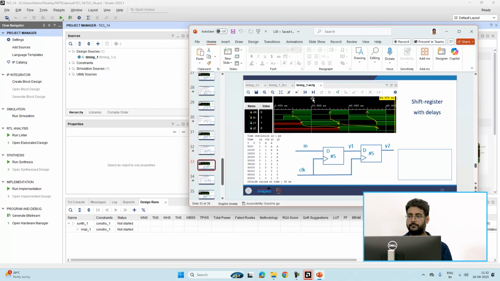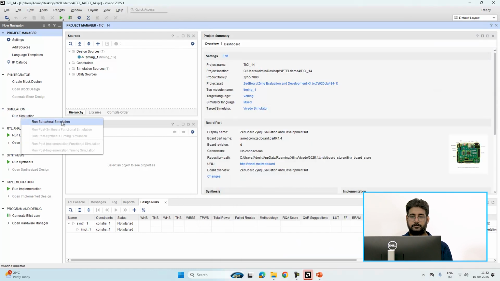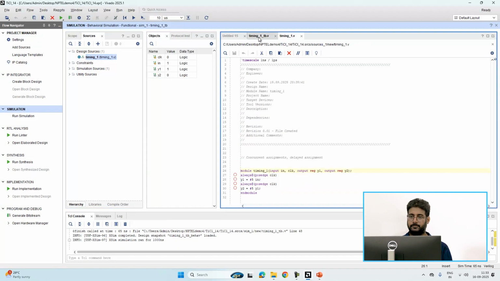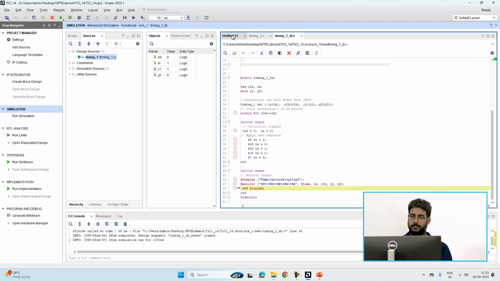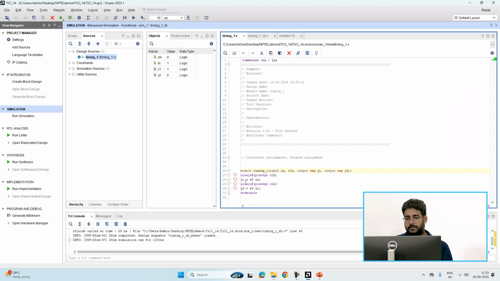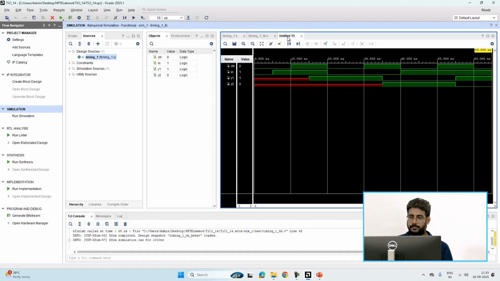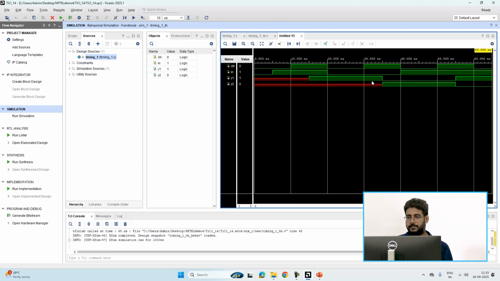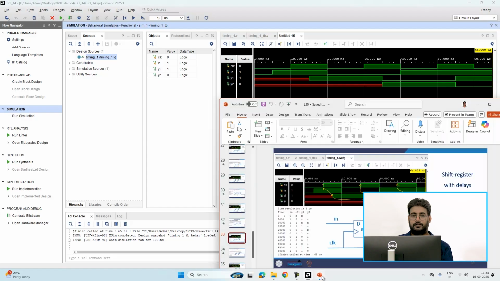Here it is, this shift register with delays. We'll run the simulation. Here we'll go to sources, timing1.v and timing1.tv, and this is the waveform. So here it is, y1, this assignment is delayed by this time unit, and this assignment is also delayed. Delay in assignment means that at the positive edge of clock, the assignment got delayed by 5. It is a delay in the D flip-flop. So it is example number 14.